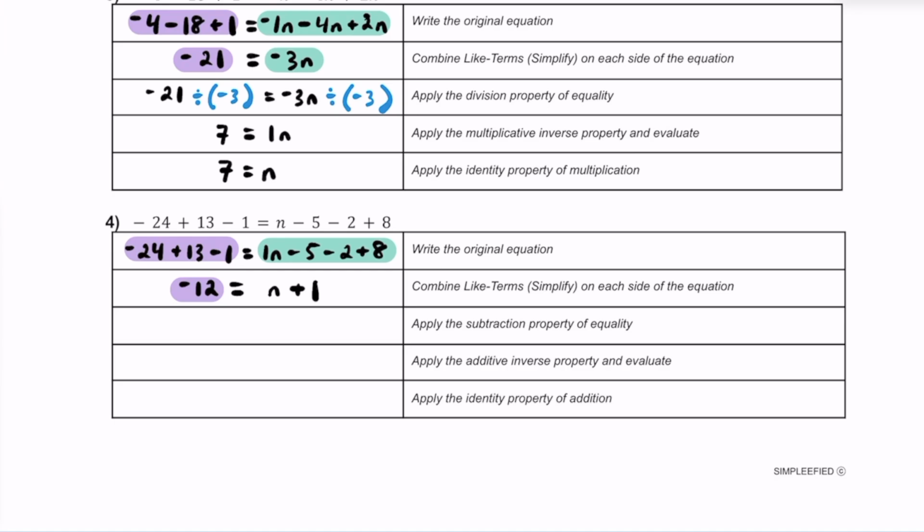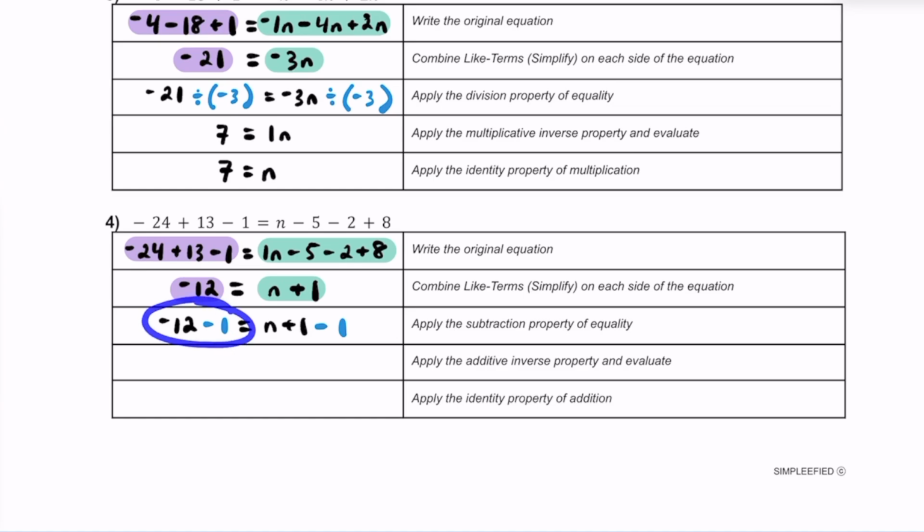And so what we can do next, though, is it says to use the subtraction property of equality. So what are we going to subtract? Well, we're going to subtract 1, I think, right? So let's take the -12 on the left side. Let's take away 1. And on the right side, let's have this n plus 1. But then let's also take away 1.